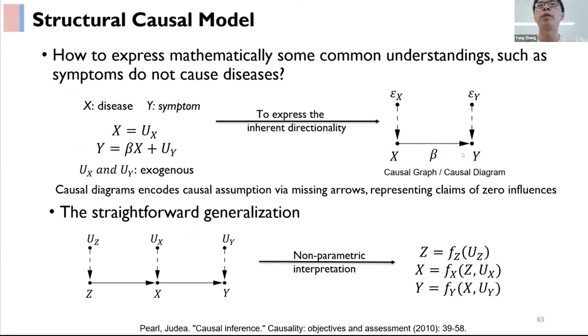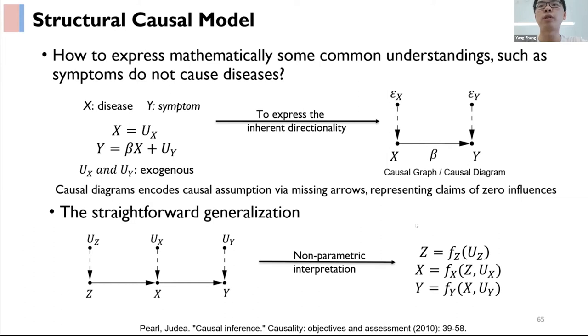Functionally, the structural causal model is a mathematical language to represent our causal assumptions about the world. The causal assumptions could be some common understanding about the world, such as disease causes the symptoms instead of the inverse one. To express this understanding, we can use a set of structural equations. In this example, let X denote disease and Y denote symptoms. Then X is determined by an equation of some parameters UX, and the symptom Y is determined by an equation of X and other parameters UY.